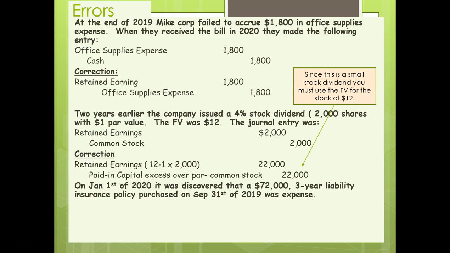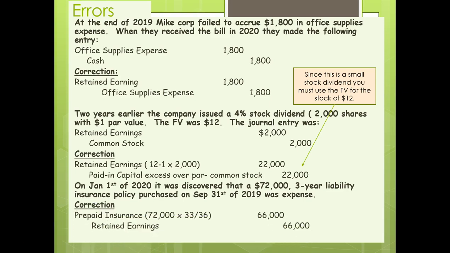Now, on January 1st of 2020, it was discovered that a $72,000 3-year liability insurance policy purchased on September 31st was expensed. What do we need to do? We need to take it out of retained earnings because in the prior year we overstated our expenses, and so therefore we increase retained earnings, and we have to set it up as an asset called prepaid insurance. And that concludes the presentation for Chapter 20.